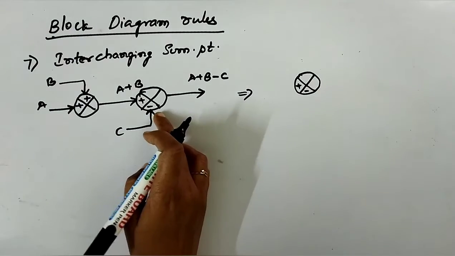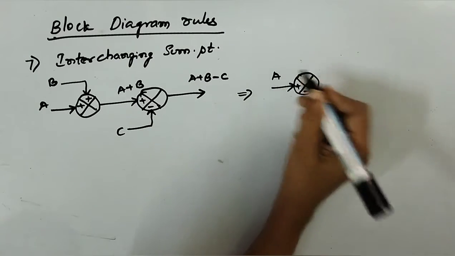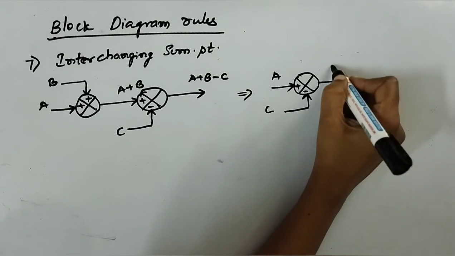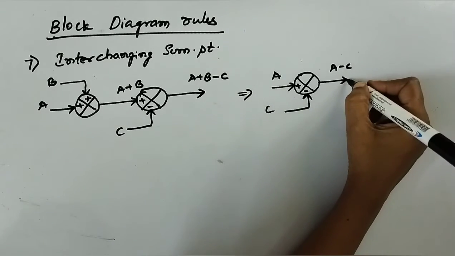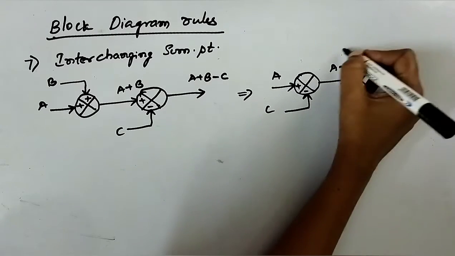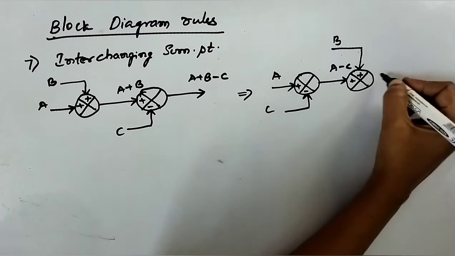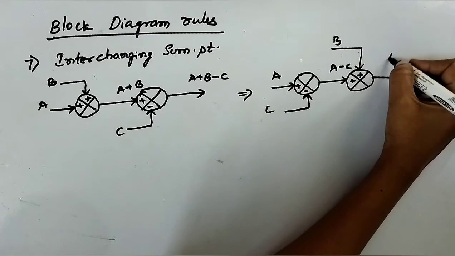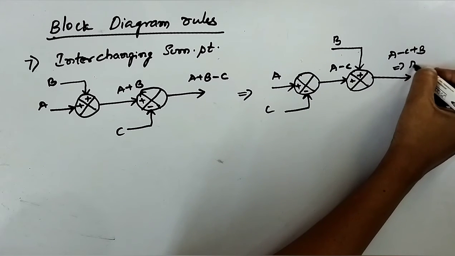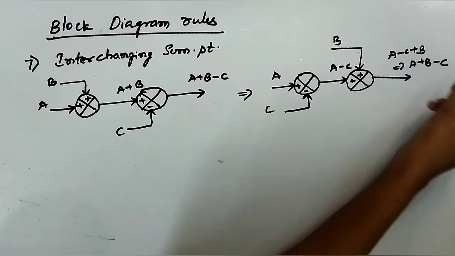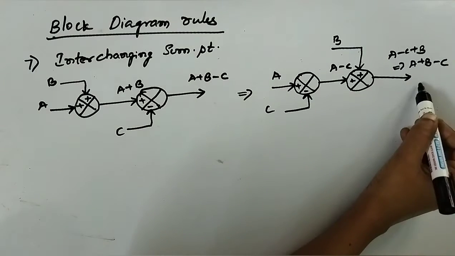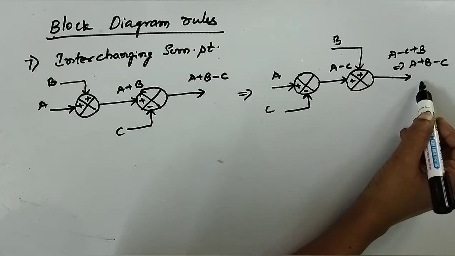Plus and minus. The second one is now in the first place. A is the input, C is the input here. That will leave us with A minus C. Then we have the second summing point, plus and plus. B is the input. That would give us A minus C plus B, which is nothing but A plus B minus C. So even by interchanging the summing points, there is no difference in the input and output here.